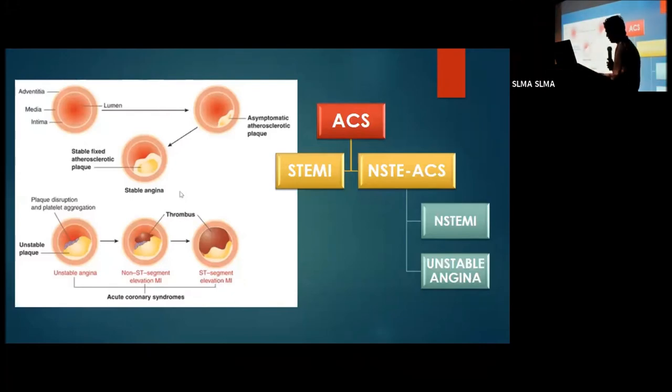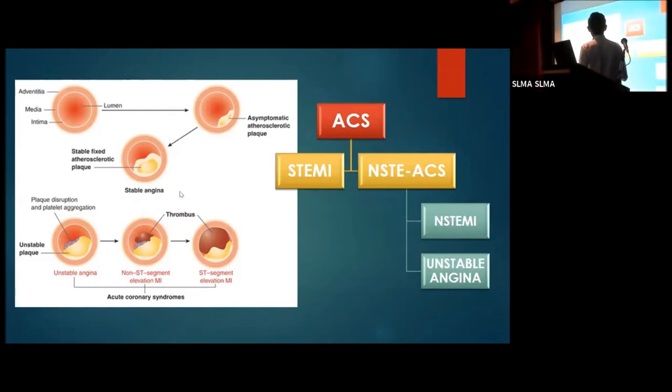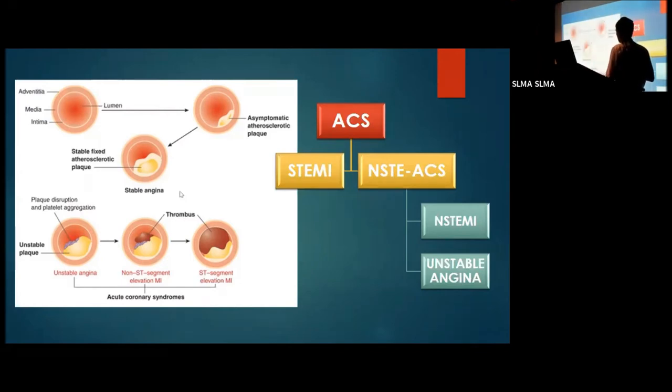As I mentioned here, acute coronary syndrome is broadly divided into STEMI and non-STEMI. In non-ST elevation ACS, there are two categories, non-STEMI and unstable angina. So knowledge of the pathology is very important, because the management totally differs for each of them.